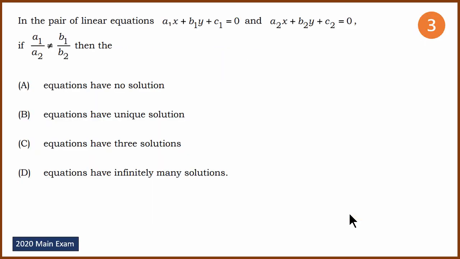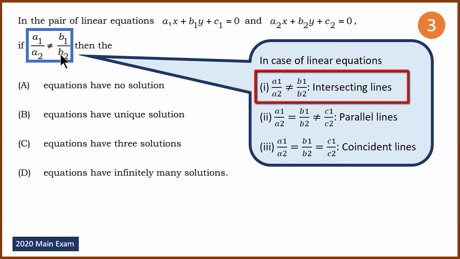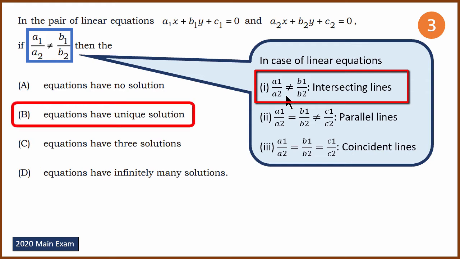Let's look at them. The first one: if in a pair of linear equations, standard form, a1 by a2 is not equal to b1 by b2, what then? So not equal to b1 by b2 is intersecting lines, right? So you look at this, it's intersecting lines. Intersecting lines have how many solutions? They have one solution, and we can say it has a unique solution. One unique solution is what intersecting lines have. This is how we use the table to answer these questions.